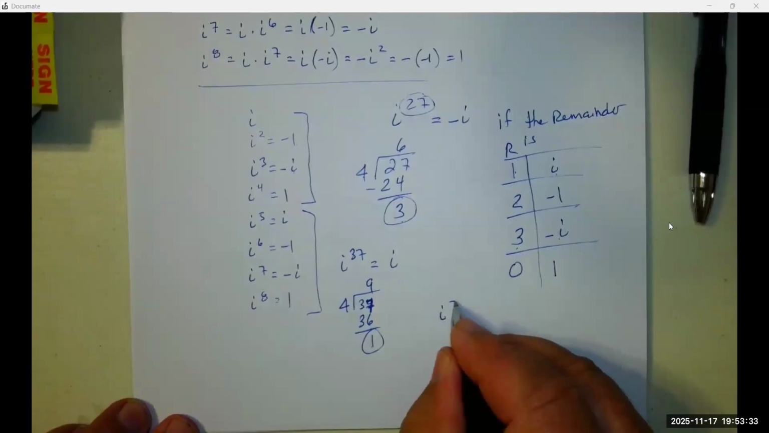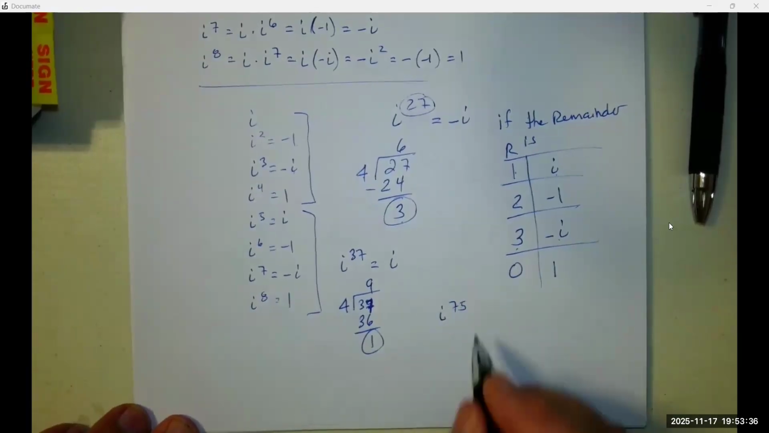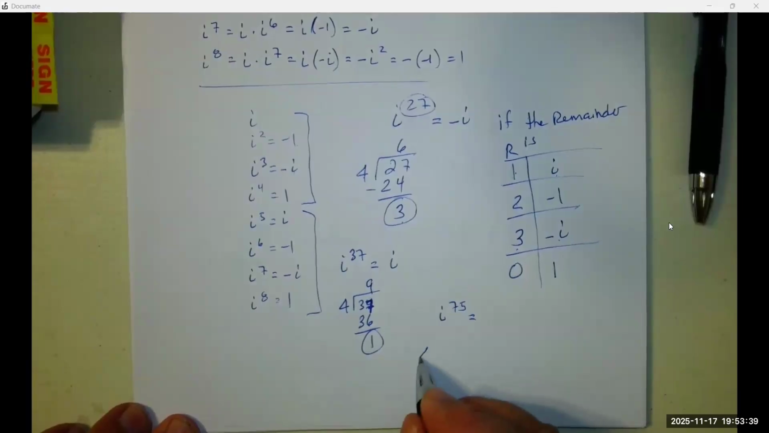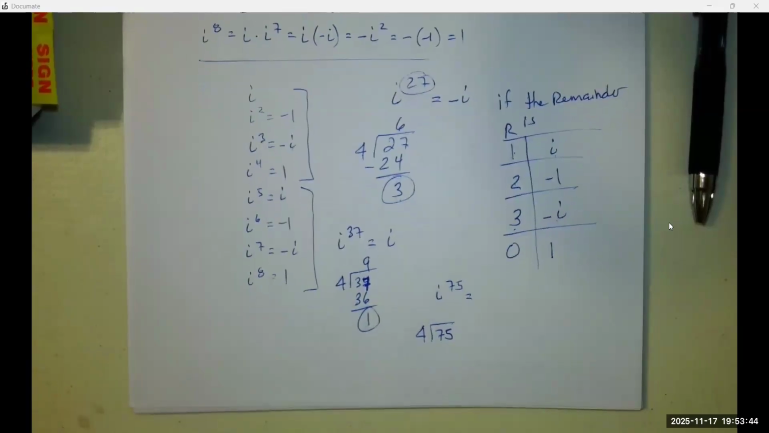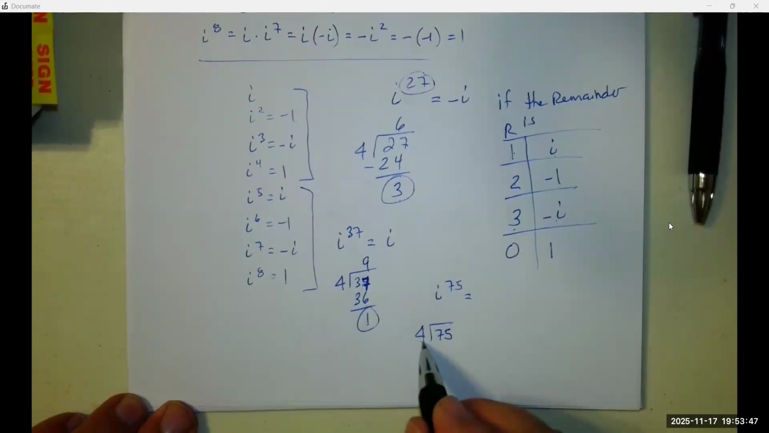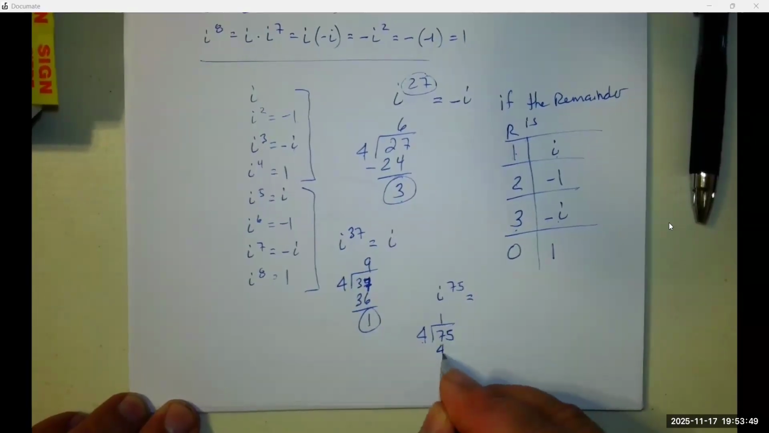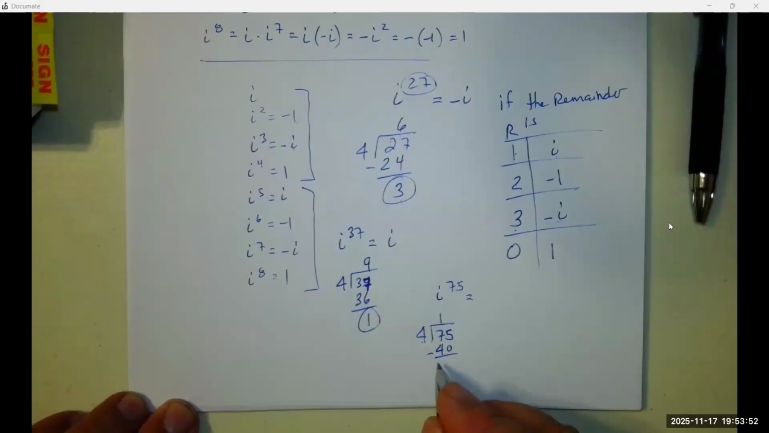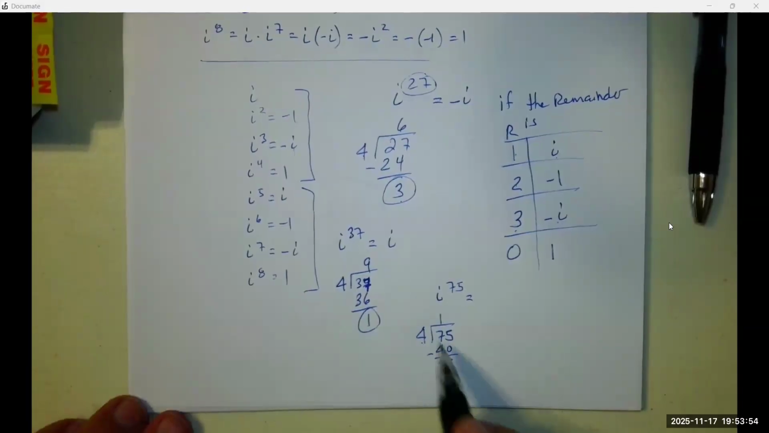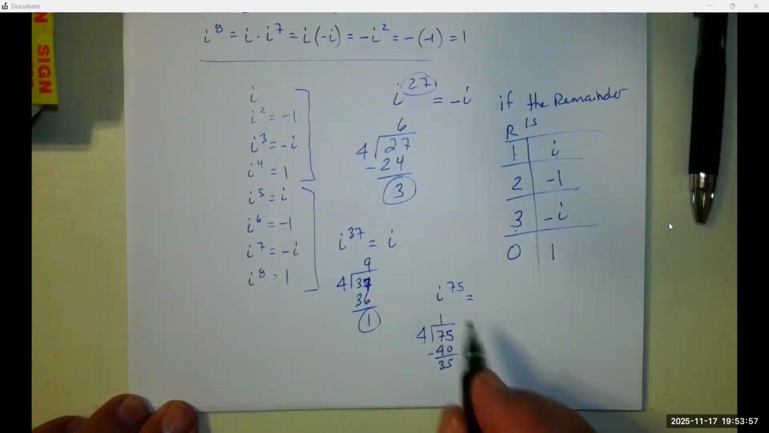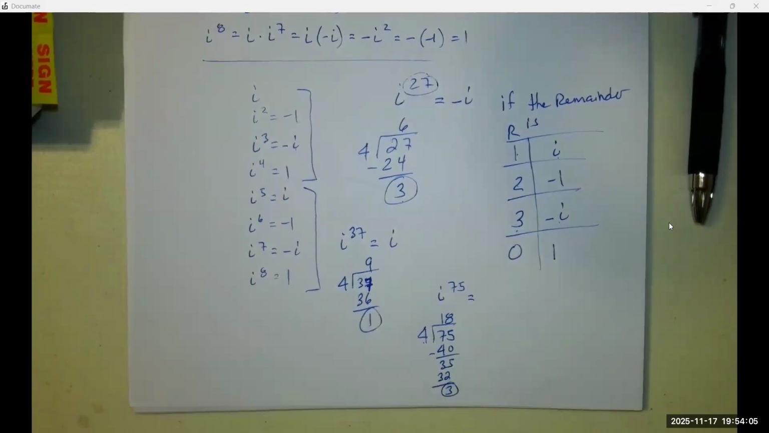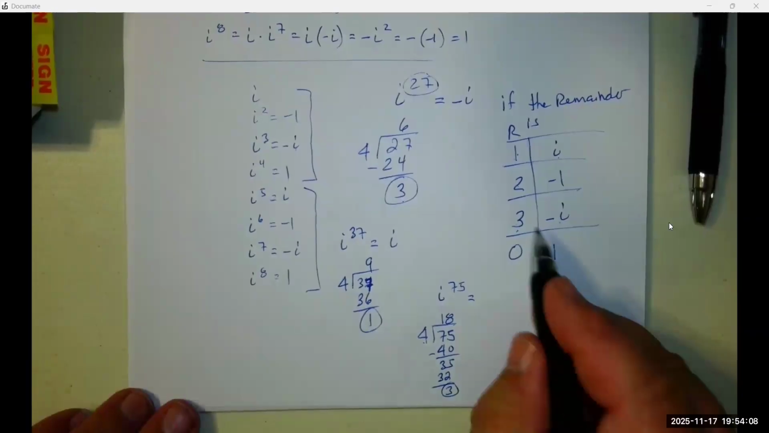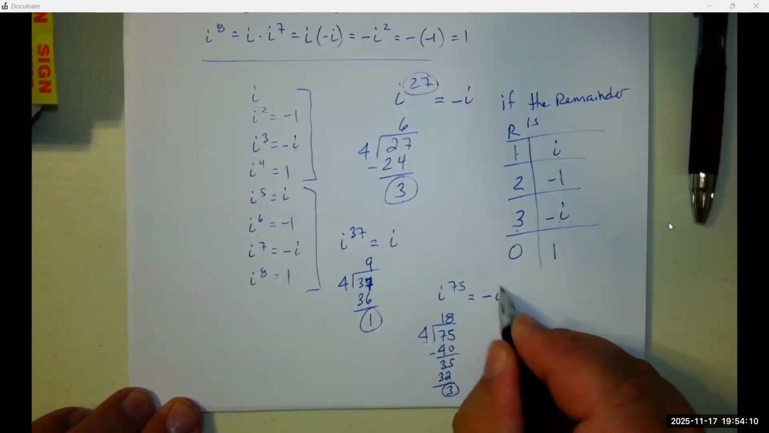How about i to the 75? So take 4. How many times does that go into 75? 4 goes into 7 once. Subtract. 4 goes into 35. 4 times 9 is 36, so it has to be 8. 8 times 4 is 32, so the remainder is 3. Since the remainder is 3, this answer is -i.